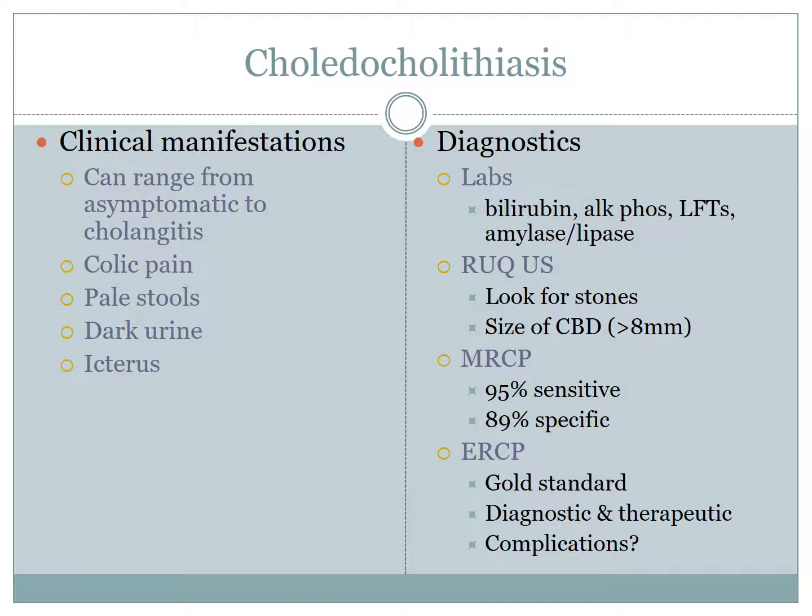It can find the stone, it can measure the common bile duct, so it's very sensitive and actually specific too. And then obviously the more information you need, you can get more specific, but these tests are a little more invasive and more expensive. So you can also diagnose it with an MRCP, which is just an MRI of your ducts, and then obviously ERCP.